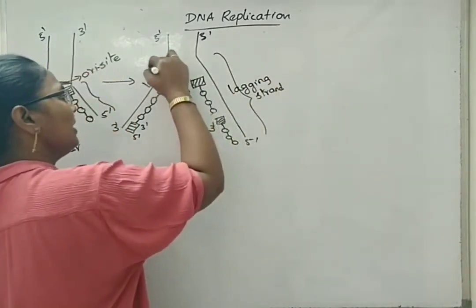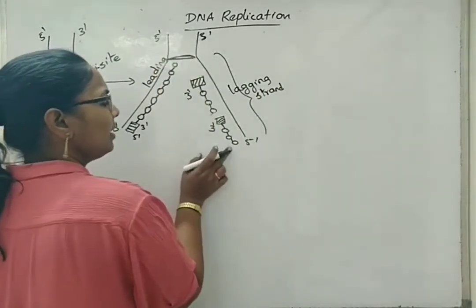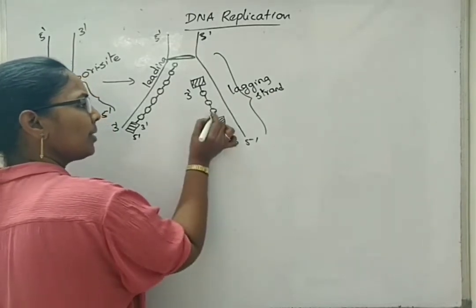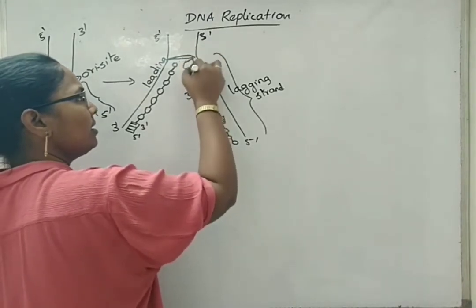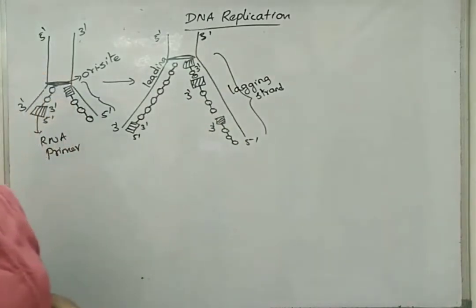This is the leading strand. This is the ORS site. So here 3 nucleotides have formed into one DNA fragment. Other RNA primer, other nucleotide sequence. Now here is a gap. Again 2 nucleotides can be added on the 3 prime end of the RNA primer.